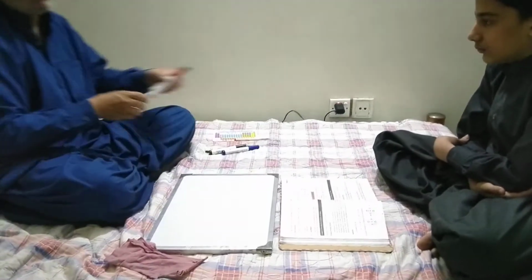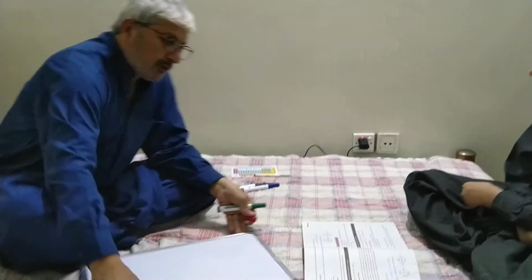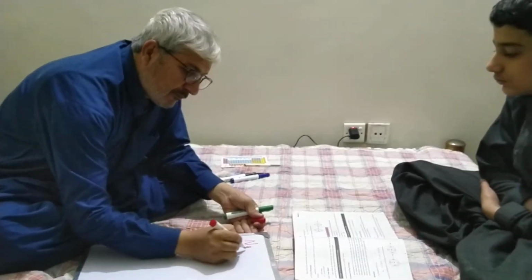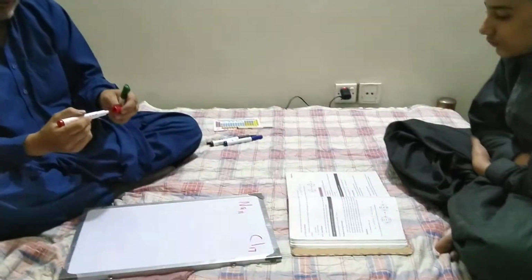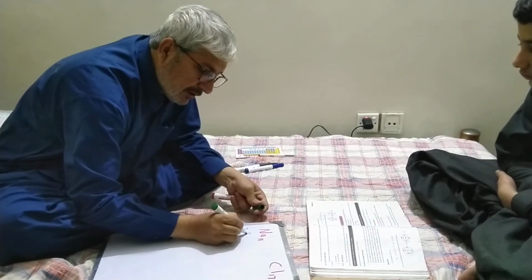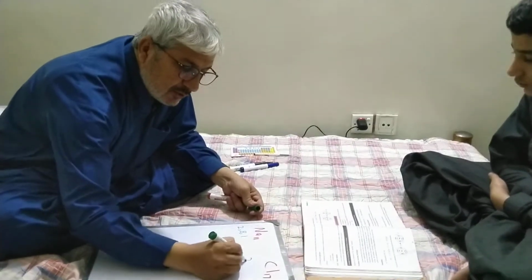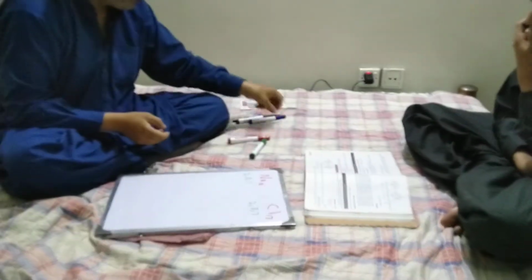Okay. Now we have to understand. Let us see the formation of sodium chloride and magnesium chloride. Now, sodium has 11 electrons and chlorine has 17 electrons. Their electronic configuration is 2, 8, 1 and 2, 8, 7.